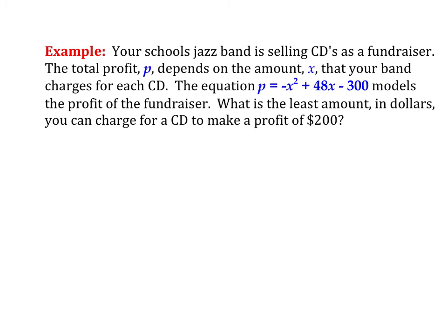All right. So visually, here's kind of what I'm imagining. We've got a negative parabola that has a y-intercept at negative 300. So the y-intercept would be somewhere down here, and the parabola is going to do something like that.